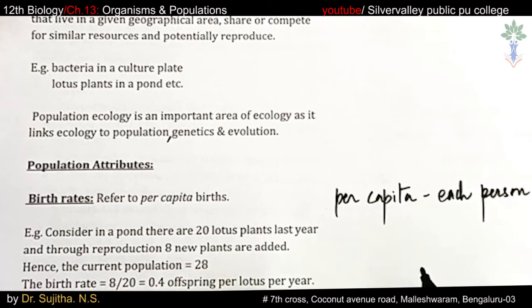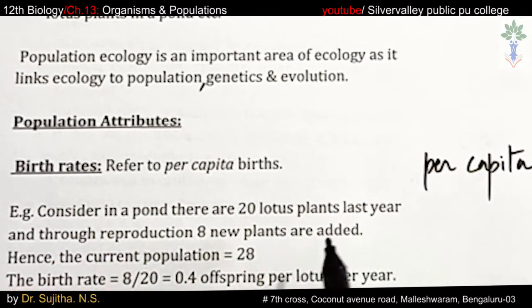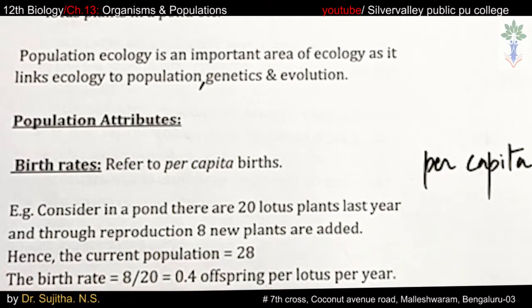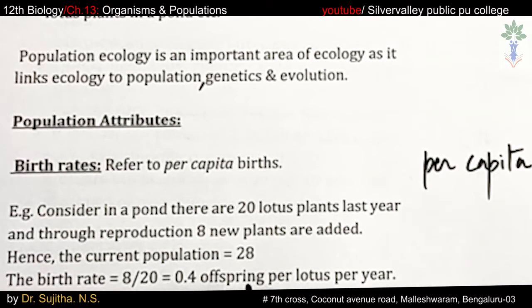Let us consider an example. In a pond, there are 20 lotus plants in the last year, and through reproduction, 8 new plants were added. So, the current population is 28. And now, how do you calculate the birth rate? Birth rate can be calculated by 8 divided by 20, that is 0.4 offspring per lotus per year.